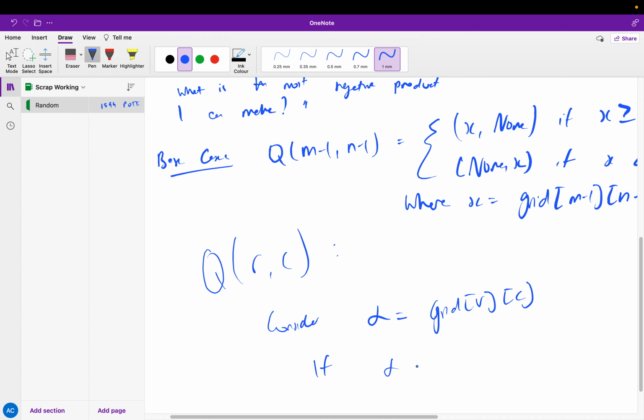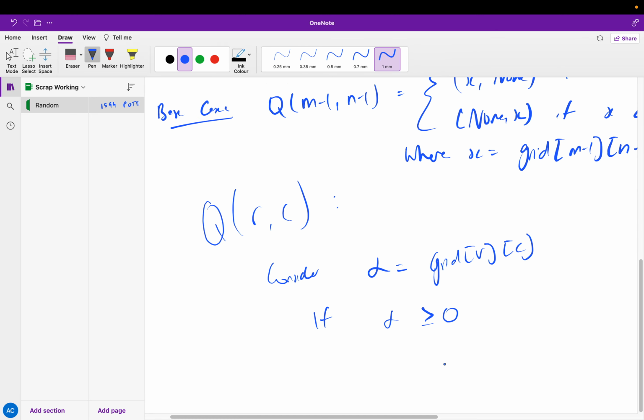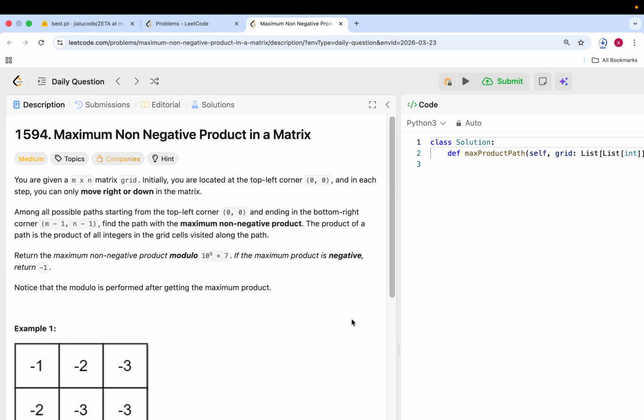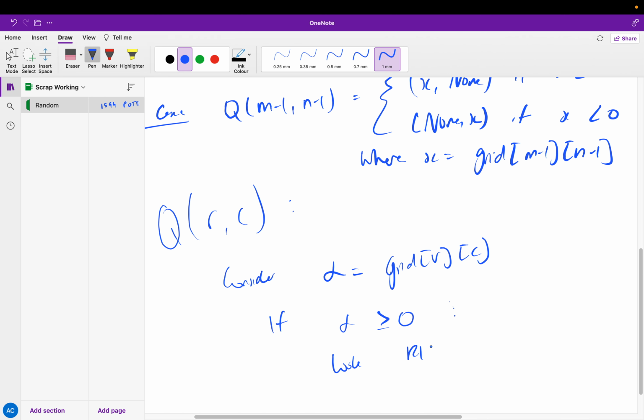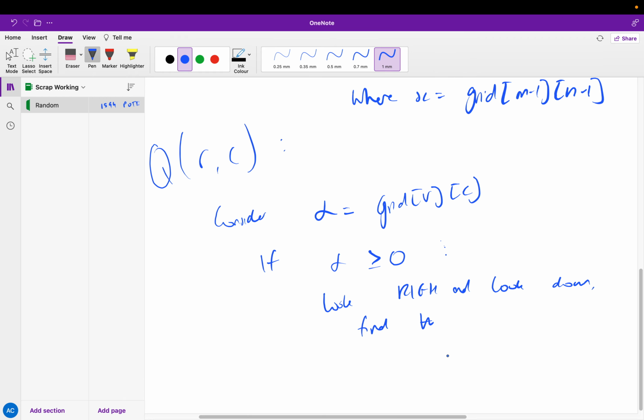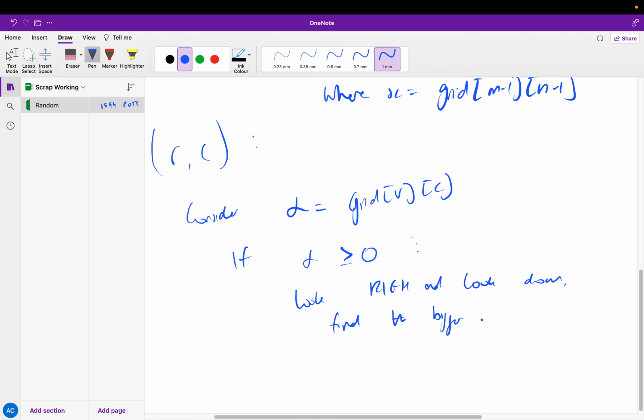So case 1 is if alpha is greater than or equal to 0, right? So like a positive number, then look right, sorry, you can go right and down, right? Yeah. Look right and look down. Find the bigger positive value.